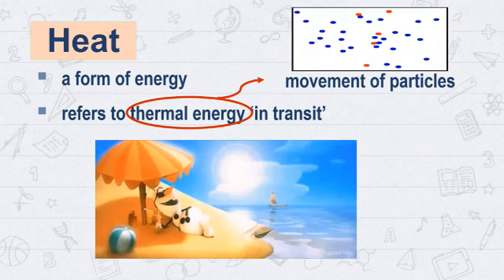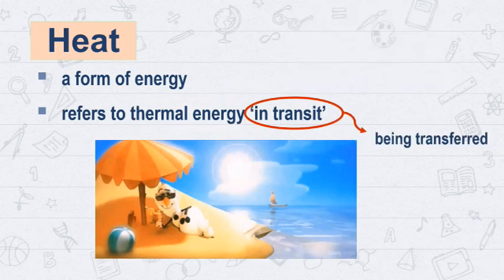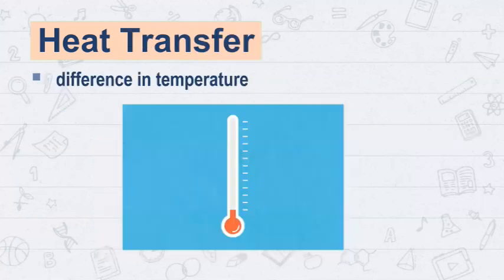Thermal energy is an energy caused by the movement of particles. In transit means that the energy is being transferred. Heat stops to be heat when the transfer stops. After the energy is transferred, say to another object, it may again become thermal energy or may be transformed to other forms. One condition of heat transfer is that there must be a difference in temperature.